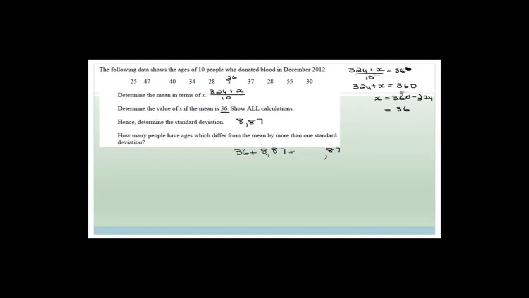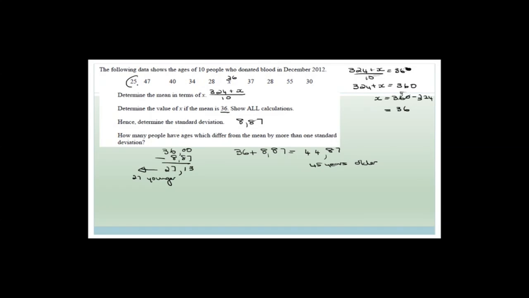36 plus 8.87 is 44.87, okay? And if you subtract it, if you go 36 minus 8.87, what do we get? That's 27.13. So in other words, anybody who is 27 years and younger, and anybody who is 45 years and older, falls out of your standard deviation. They fall out of the gap.